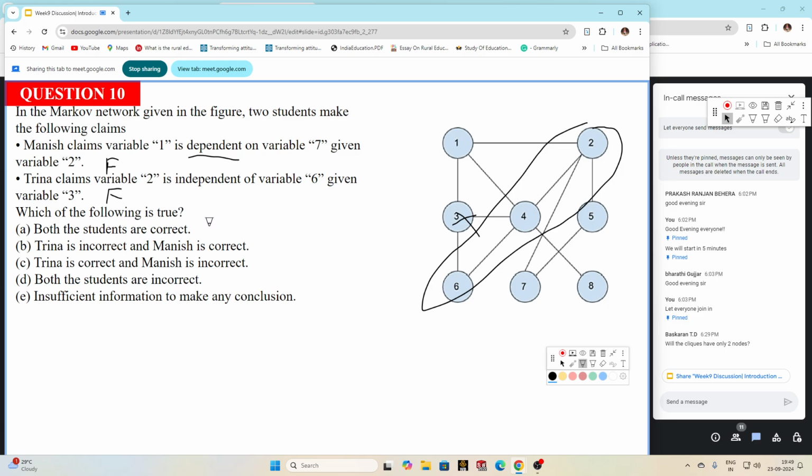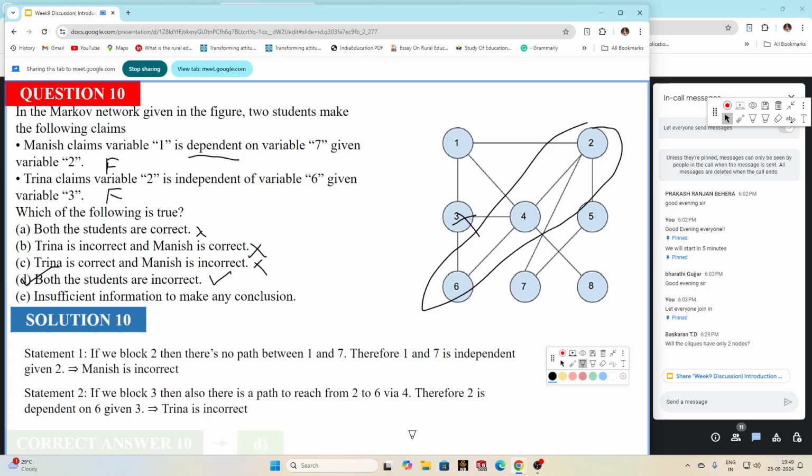Option A: both students are correct, false. Option B: Trina is incorrect, Manish is correct, false. Option C: Trina is correct, Manish is incorrect, false. Option D: both students are incorrect, true. Option E: insufficient information, no, sufficient information. So option D is the correct answer.